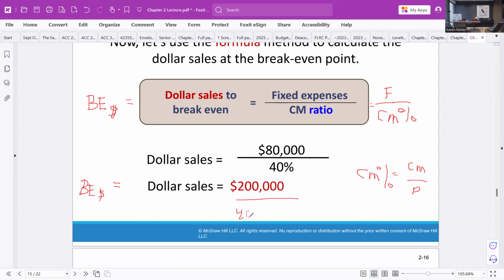400 units times $500 is our break-even sales dollars. So if we already have the break-even point, 400 units, just multiply times the price, and it gives the sales dollars, break-even sales dollars.